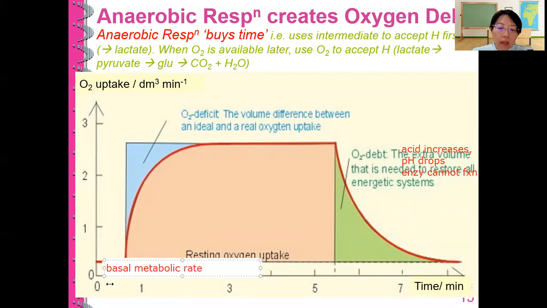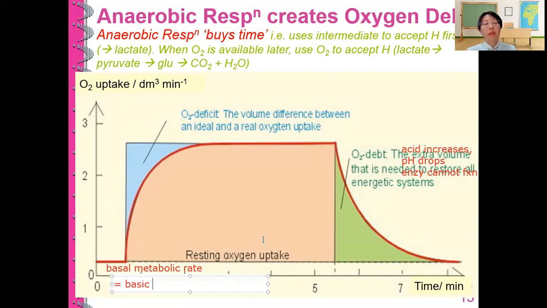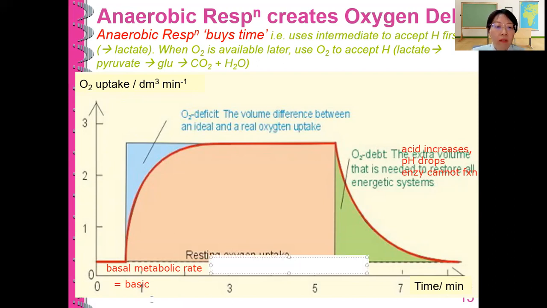Basal stands for basic, the very basic. So what do we mean by basal metabolic rate? It's the metabolic rate at rest. At rest means when you are, for example, sitting down doing nothing, or sleeping, especially when you're sleeping. When you're sleeping, you're still alive, right? And you're still breathing, right? Why are you still breathing? Because you need to be alive.